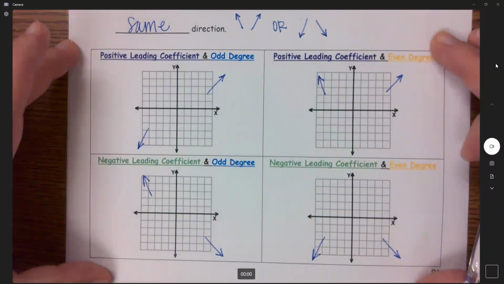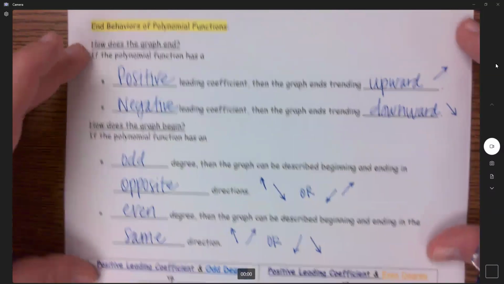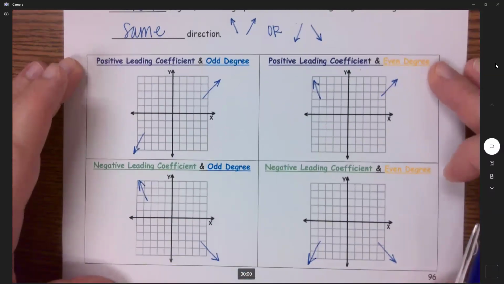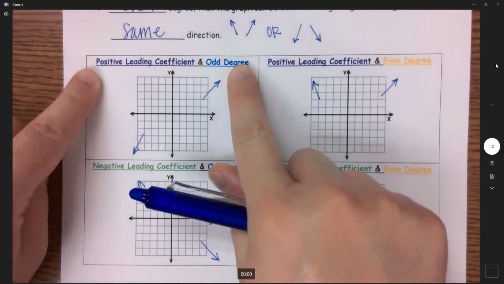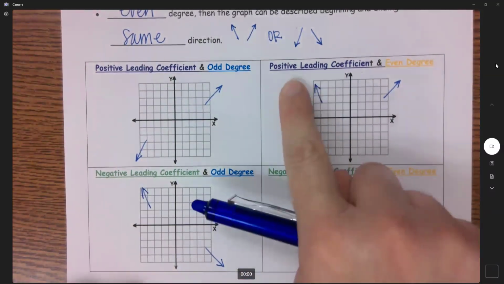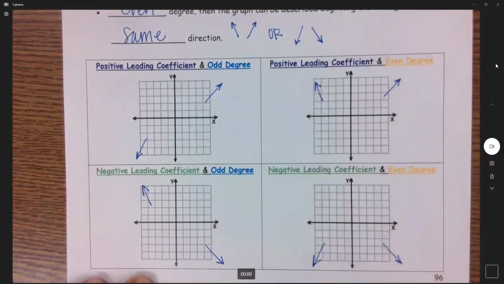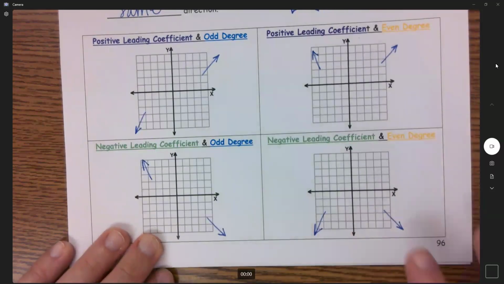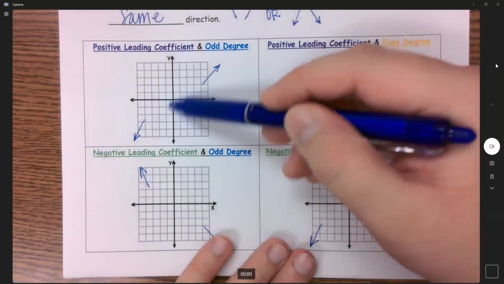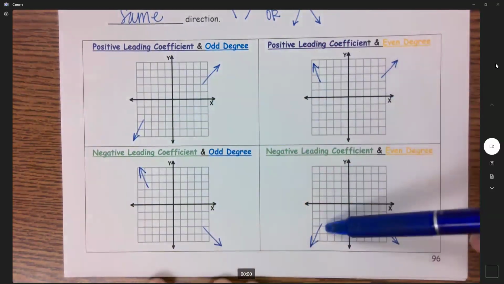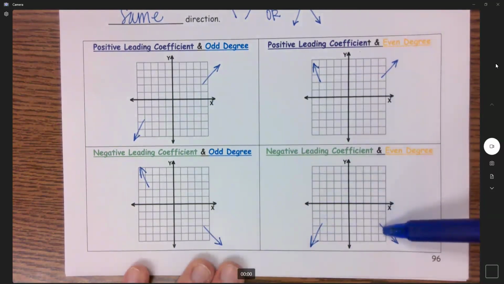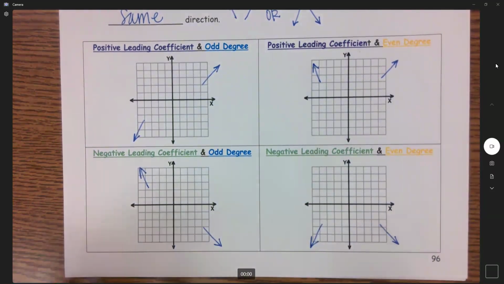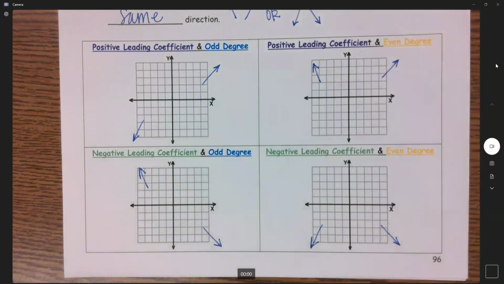If you like this more, you can use this. I personally like this more. This is what we're going to be referencing when we go to the next page. But this is also gold as well. If you have a positive leading coefficient and an odd degree, this is your end behavior. If you have a positive and an even, this is your end behavior. If you have negative and odd, end behavior. If you have negative and even, end behavior. So far, I don't know what's happening in the middle of these end behaviors. It might only loop, it might be a quadratic, it might squiggle a lot. I don't know what's happening in between these, but I do know how this graph starts and how these graphs end.